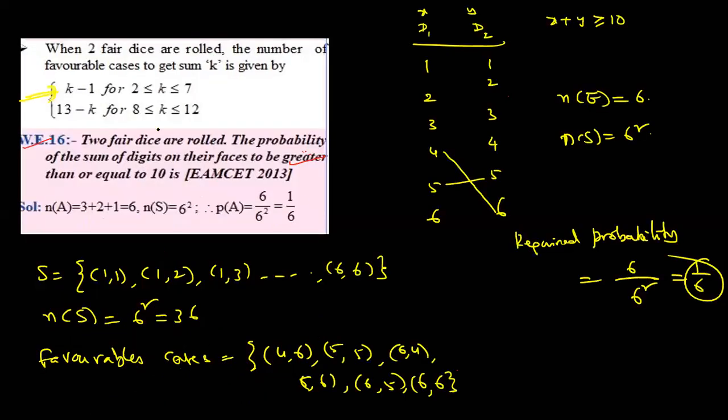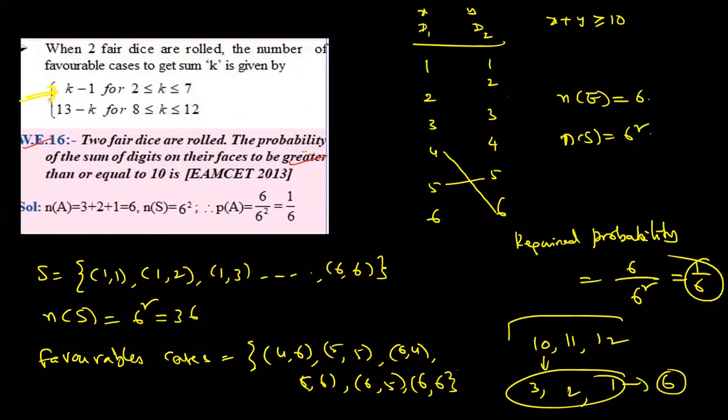What are the favorable cases? See, dear students, sum is possible. Be careful. Number of favorable cases: getting 10 means 27. In the previous case also, see, getting 10 means what here? Sum is getting 10 means I can get 10, 11, 12. Getting 10 means what are the possible cases? 3. Getting 11 means 13 minus 11, 2. 13 minus 12, 1. So there are 6 cases.